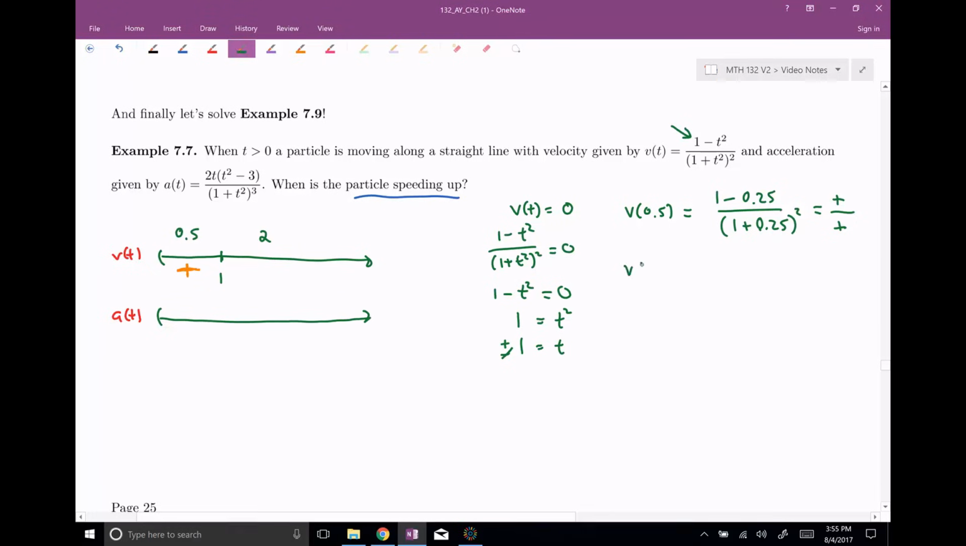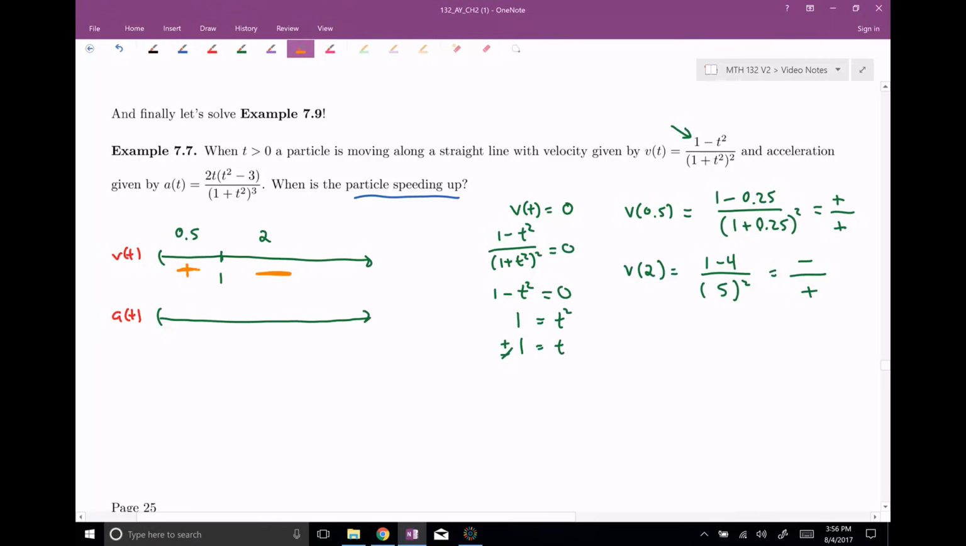Next up, if we do the velocity at 2, this is the test point 2, I'm going to have 1 minus 4 divided by 1 plus 4, which is going to be 5 squared. And again, the big thing is really the sign here. So 1 minus 4, that's going to be negative, divided by 5 squared, that's going to be 25. Again, all we care about is that it's positive. So we're going to have a negative divided by a positive, that's going to be negative.